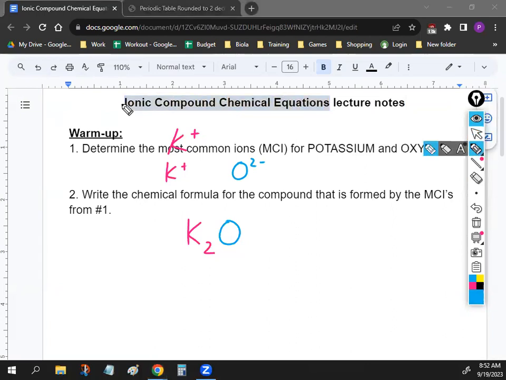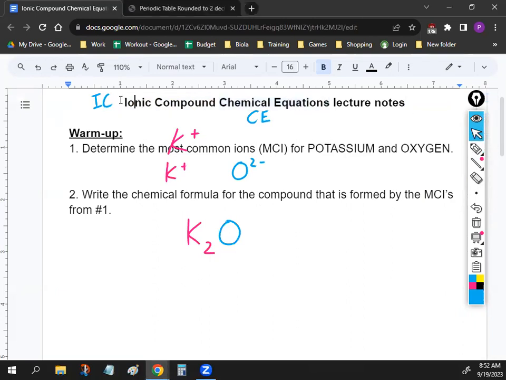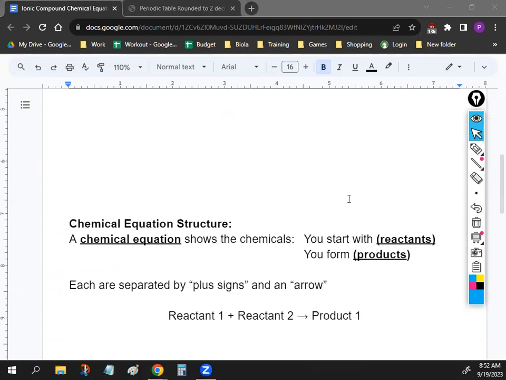I know the name of the lecture is a little bit long, ionic compound chemical equations. Instead of ionic compound, if you just want to write IC, and then for chemical equations, if you want to write CE, that's totally fine. You don't need to write that full term. Just keep it simple. All right, so let's talk about chemical equations, and then I'm going to show you how they apply to ionic compounds.